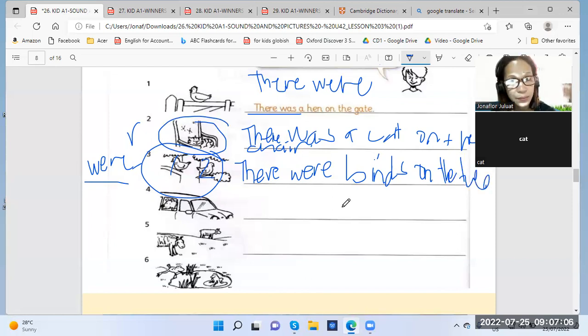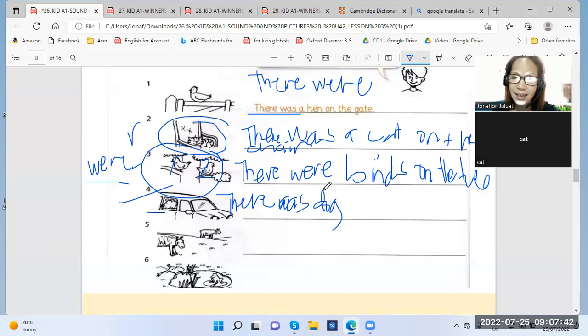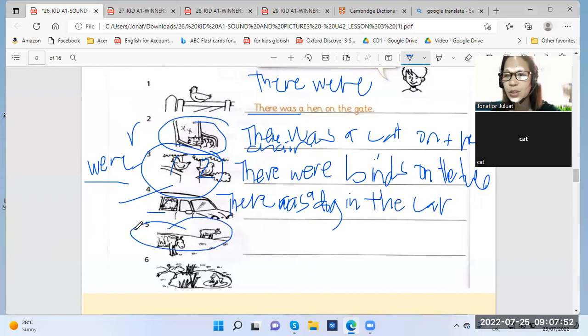Hello? Okay, now look at number four. Can you make a sentence? Number four, Hannah? There was a dog in the car. Yes, there was a dog. There was. Was because it's only one dog, right? So there was a dog in the car. Very good. How about this one? Picture number five.